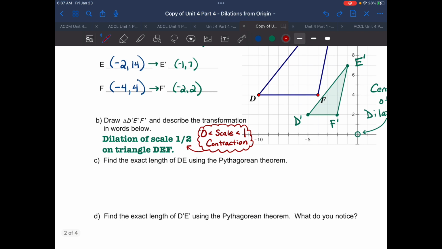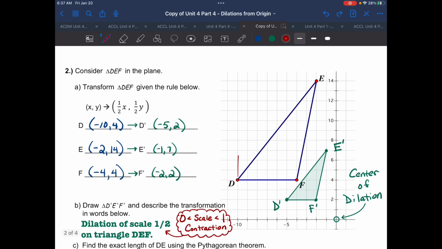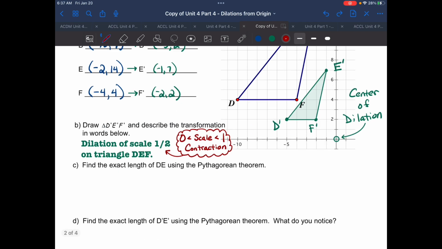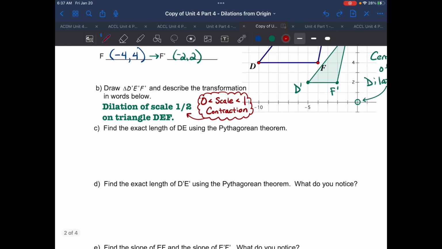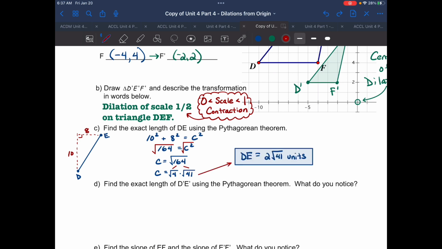All right, next two questions ask us to find the lengths of DE and D prime E prime. So let's go take a look. Just like we did in the previous example, D to E is up 10, right 8. D prime to E prime is half of that, up 5, right 4. So I'm just going to duplicate the process like we did on the first example. So your slope is up 10, right 8. So therefore, we're going to plug that into our Pythagorean theorem. Now we get the square root of 164, and that is able to be simplified. So what will be our length of DE? It's going to be 2 radical 41 units.